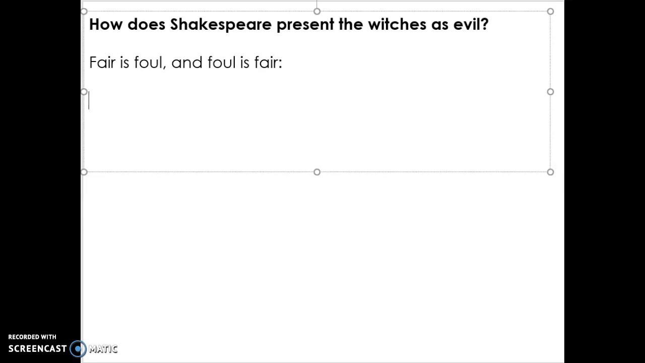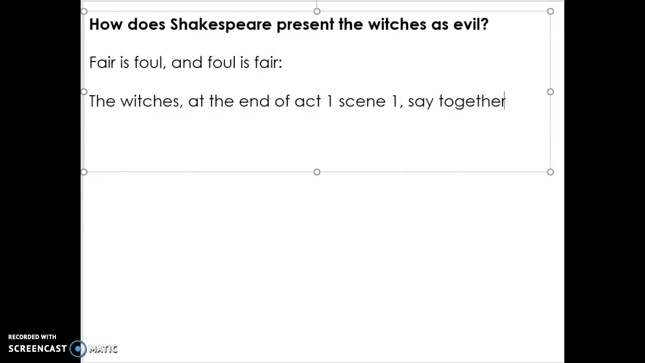and hopefully by now you know I've got a little formula I use for that. I always start with the name of the character who said the line. So in this case it's the witches, followed by a comma. Then I always indicate when they say it. So at the end of Act 1, Scene 1, comma. Then I tell you who they say it to. The witches kind of say it in unison, so really they're saying it to the audience. So we can say that they say it together, or they tell the audience. But I'm going to go with say together, and then I've got my line.